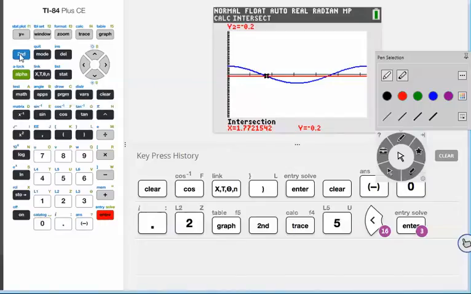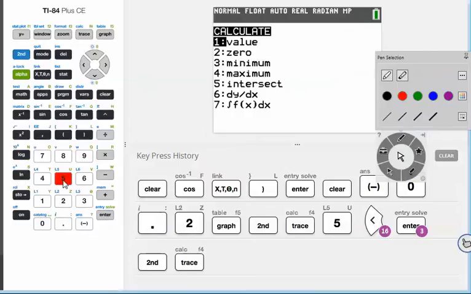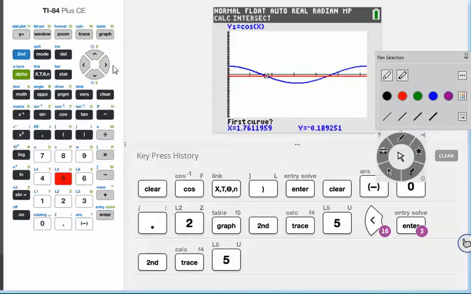And to get the other one, I do the same thing again. Second calc, intersect, and it says select first curve, so I move over here because if not, I'm going to get the wrong intersection. So here I'm going to go right here, and then I hit enter, enter again, and then boom, I get 4.511.